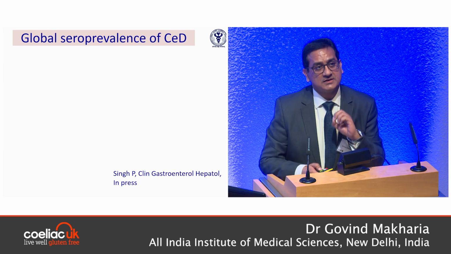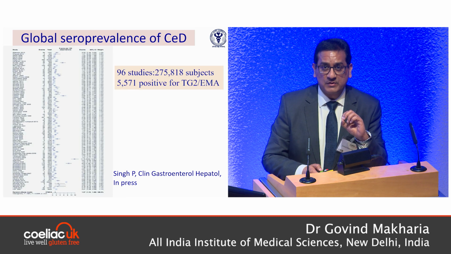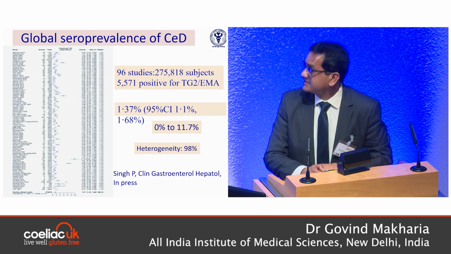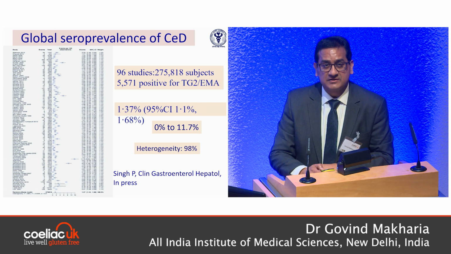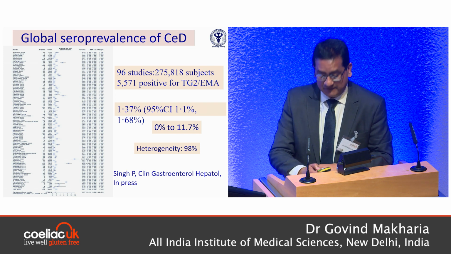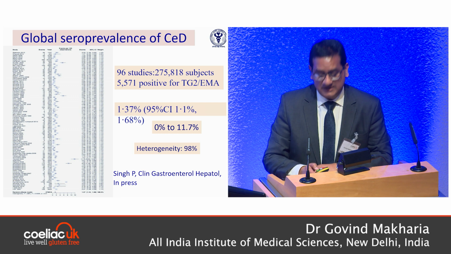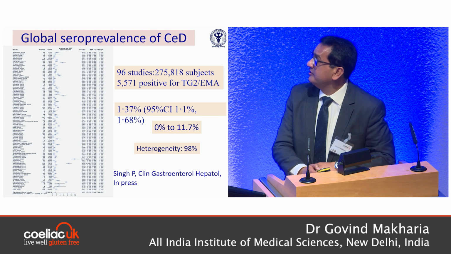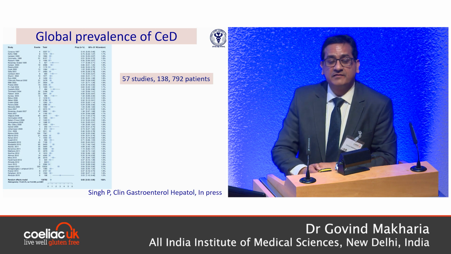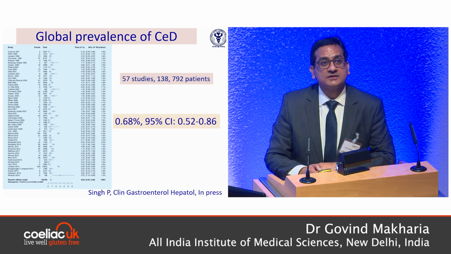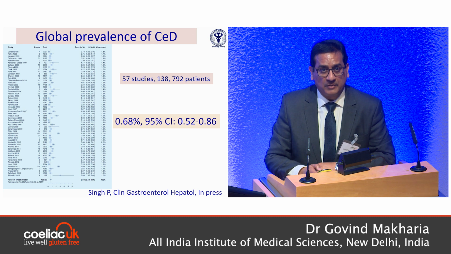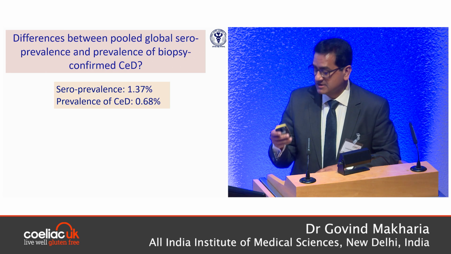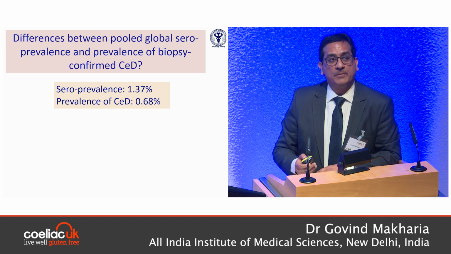What we found, we looked at in 2 ways. What is the seroprevalence of celiac disease around the world? In these 96 studies involving more than 275,000 patients, 1.3% of the global population have positive serology, 1.37%. Certainly, it varied from 0 to 11% in different countries. More important, there was a lot of heterogeneity in these studies. If you look at prevalent celiac disease, meaning positive serology and biopsy showing villous atrophy, in 57 studies involving 138,000 subjects, 0.68% of the global population have biopsy-confirmed celiac disease. If we convert these numbers into real numbers, we find a lot of difference: serology is 1.37%, biopsy confirmed is 0.66%.